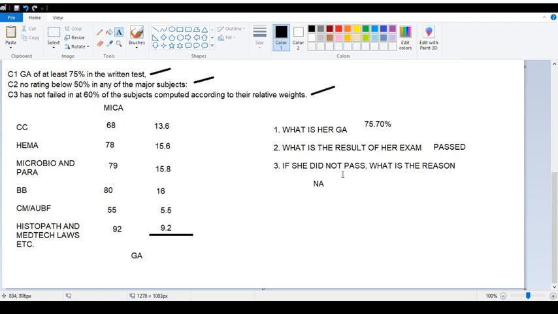Okay? So, I hope you were able to get the computation for the board rating because I will give you 5 computation, 4 cases. Okay, so you have to do it this way. Okay, so you have to encode on 3 lines the general average, the result of the exam, and the reason why if the taker was not able to pass the examination. Pero kapag pasado siya, NA lang naman yung ilalagay nyo, not applicable.